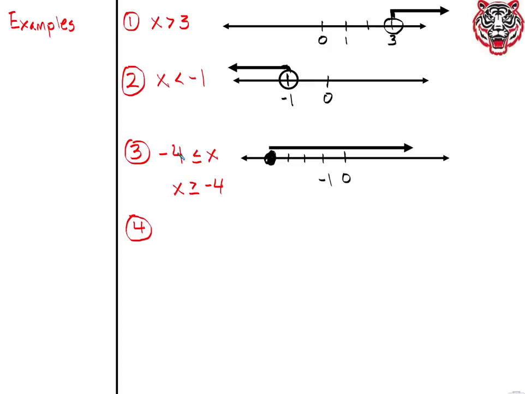All right, let's try number 4. X is greater than -4, or if -4 is less than x. Let's do this, we have a few more of these to get through. Let's try this one, something a little bit different. X is greater than 0, but x is not equal to 3.